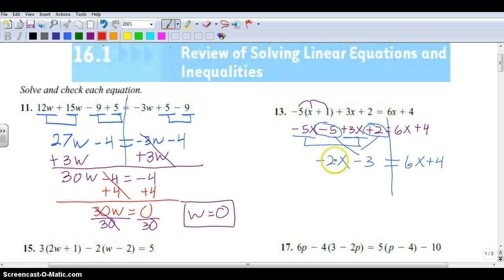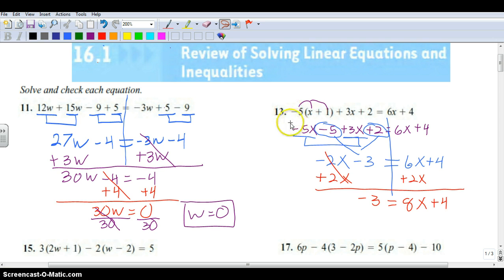And so now the negative 2x is smaller than the positive 6x, so I'll eliminate the negative 2x by adding 2x to both sides. Okay, you don't have to do it this way. I just always try to keep my variable positive, just to avoid making any mistakes later on. Alright, so let's see, that gives us 8x plus 4.